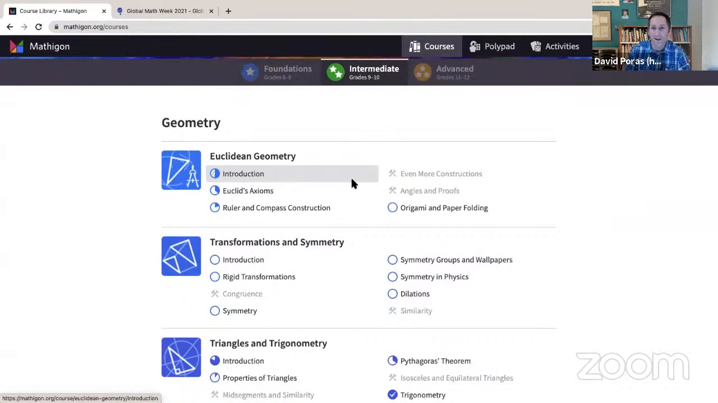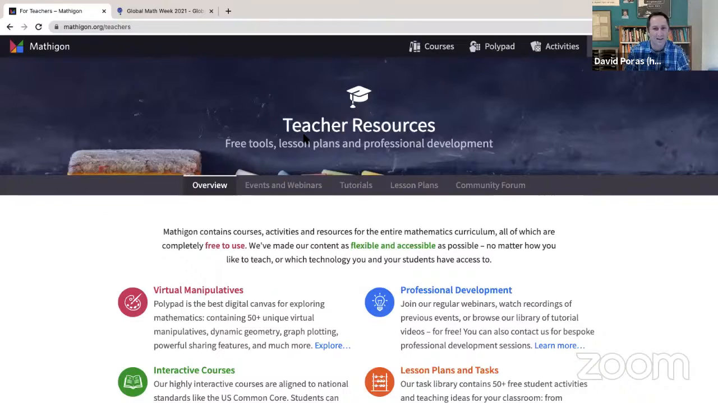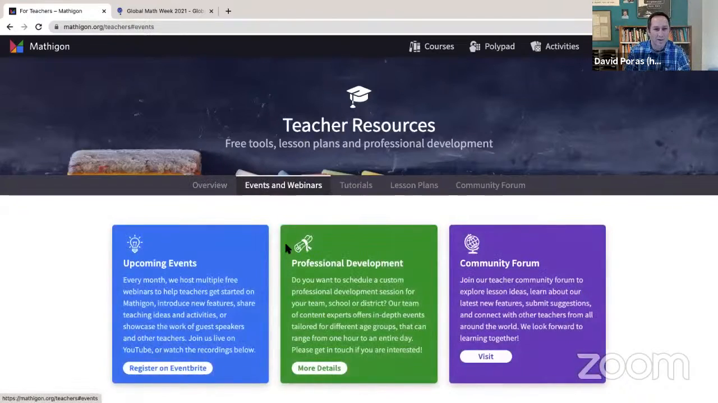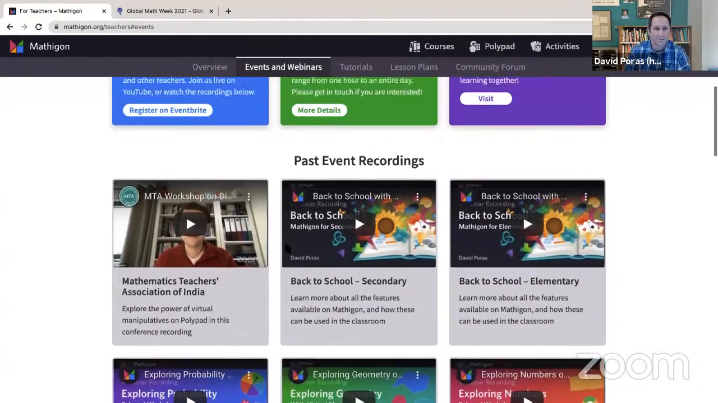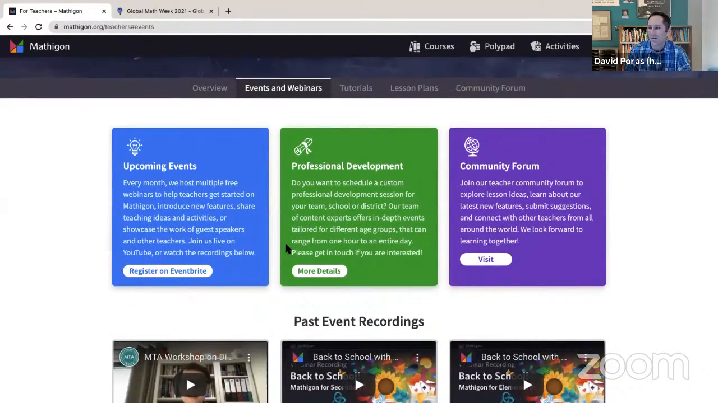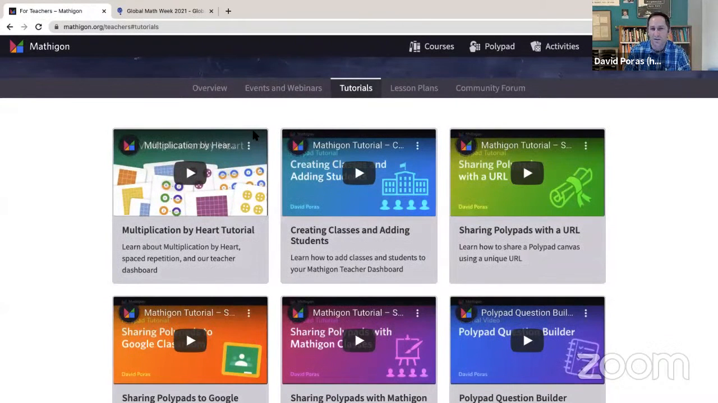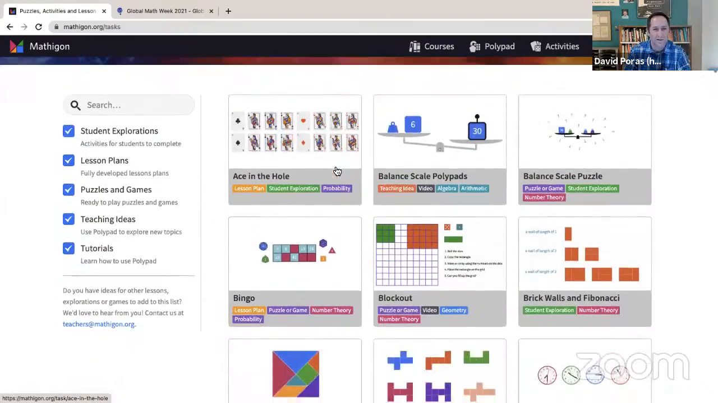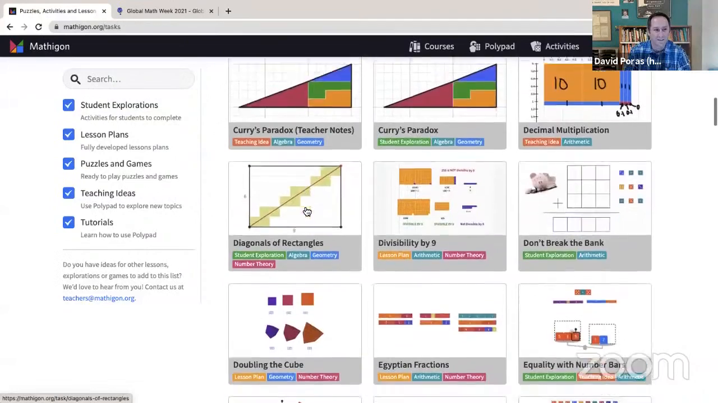Finally, if you're interested in exploring how to use Mathagon as part of your work with students, you can click on For Teachers at the top, head to events and webinars and see past events and webinars that we've done and sign up for future events. You all signed up for this one, so you maybe signed up for it on the events and webinar page. You could go to tutorials to watch some videos on how to use Mathagon with students. You could click on lesson plans to see over 100 student explorations, lesson plans, puzzles, games, teaching ideas.